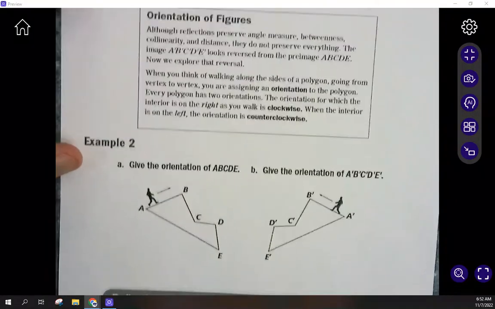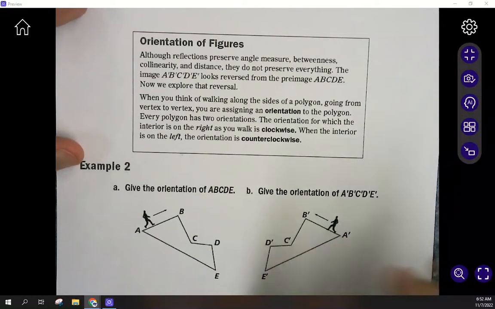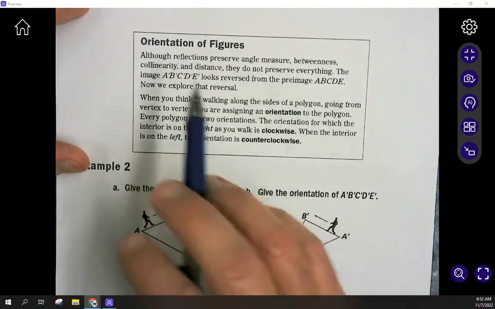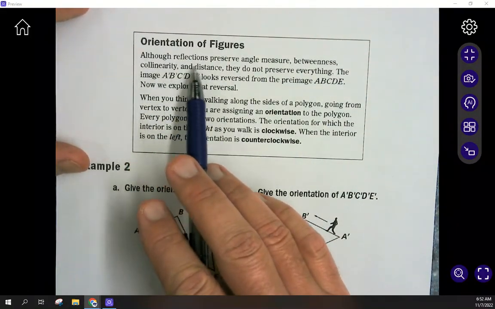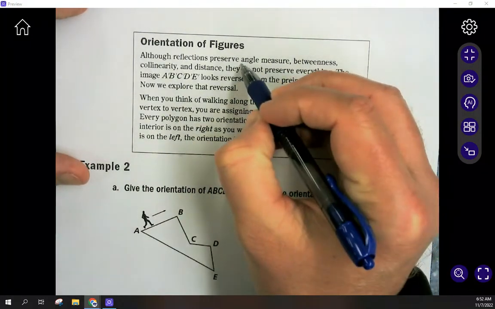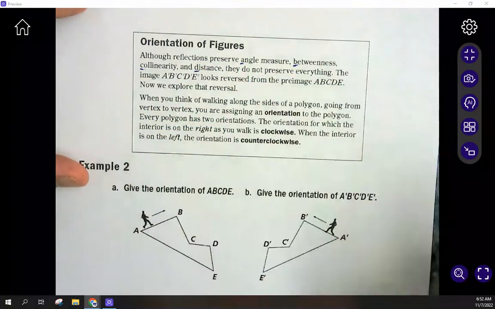So we talked about all the things that are preserved through a reflection. Let's talk about some things that are not. So the orientation of a figure is not going to be preserved. So let's read this together. Although reflections preserve angle measure, betweenness, collinearity, and distance, A, B, C, D, they don't preserve everything.